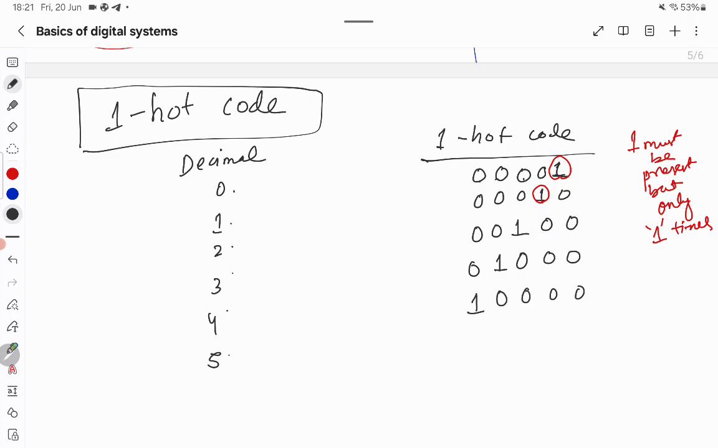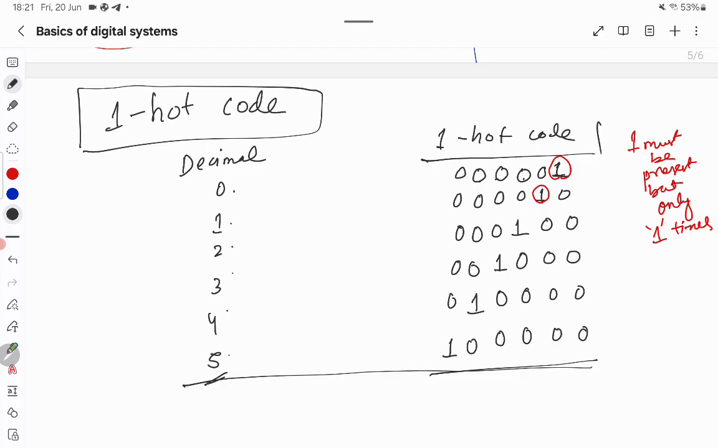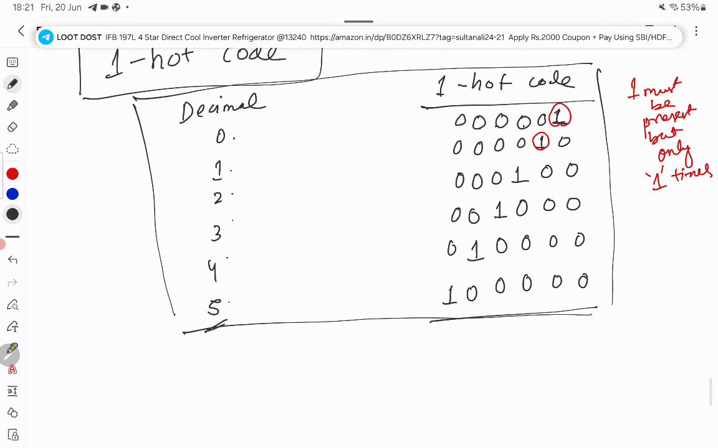So see, we need one more digit to represent this. I cannot write it with fewer digits, so I need one more digit, so I have to add a 0 here. Okay, so 5 I can write now, this one. So I need one more digit to represent this one hot code. So this is one hot code.